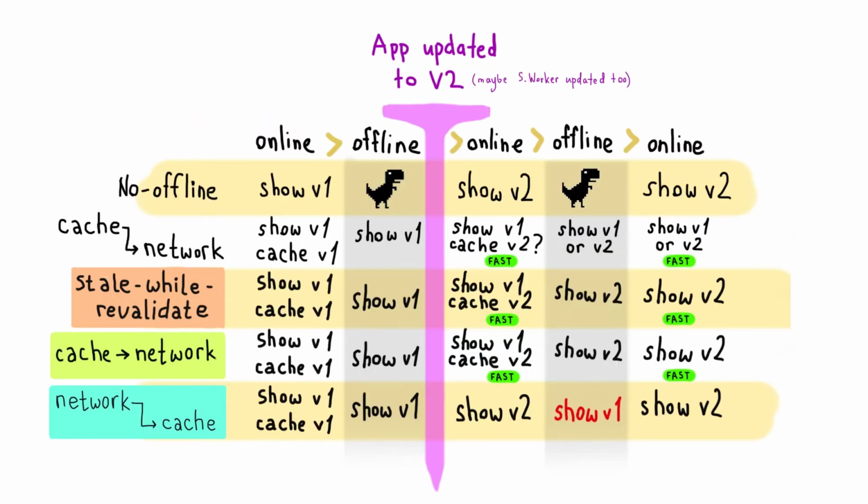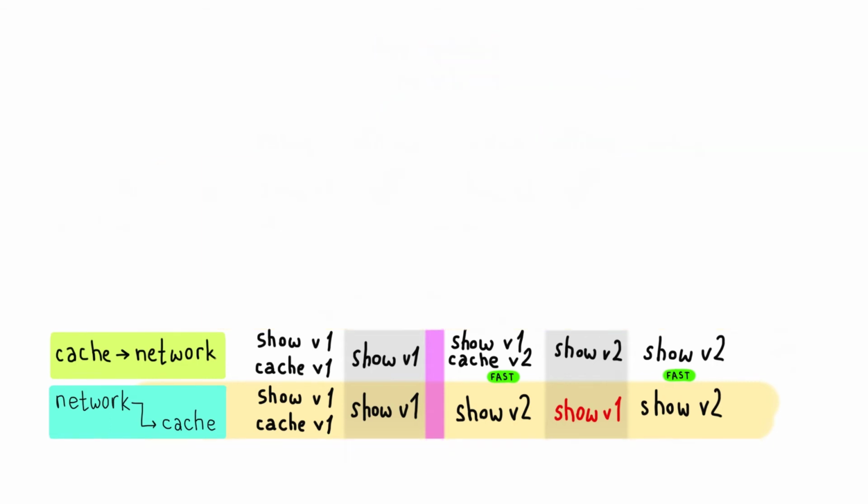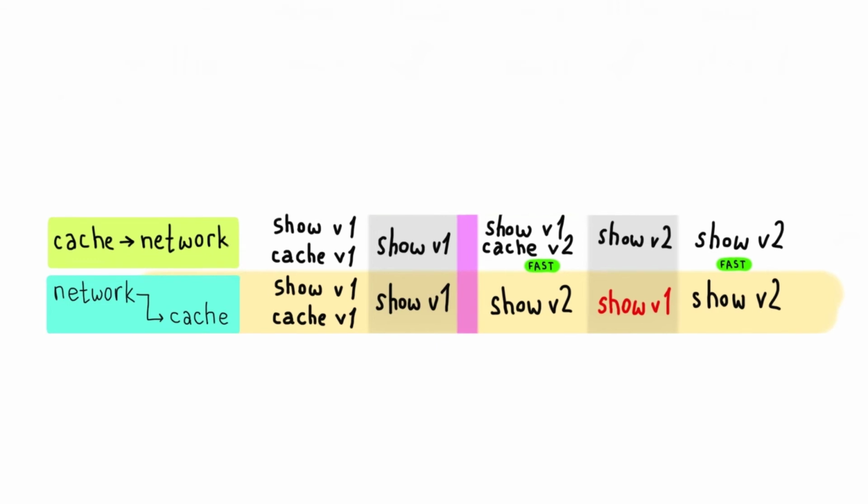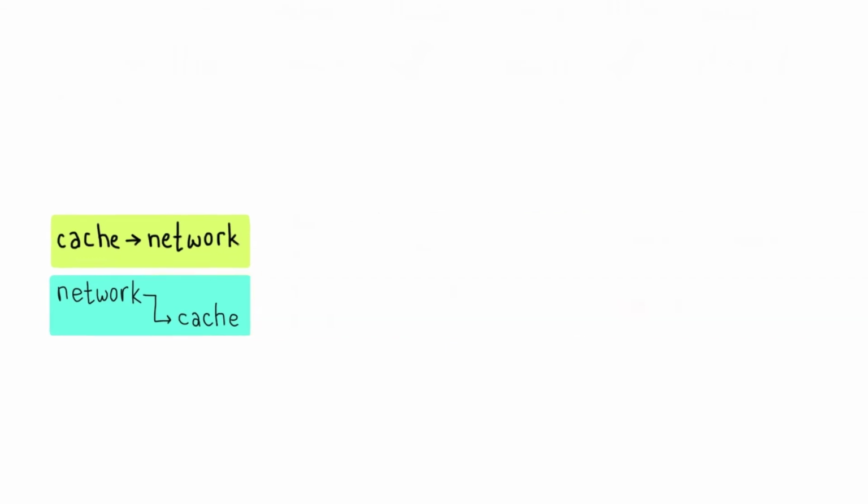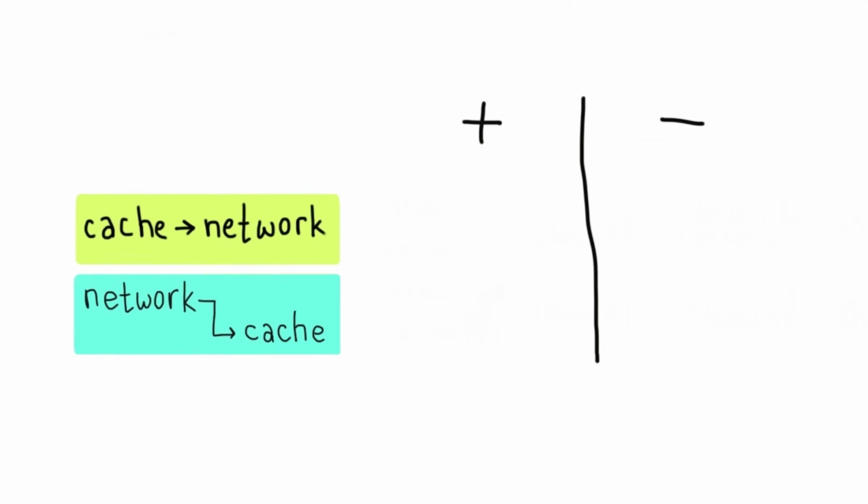So let's decide the winner. What strategy was the best for the application shell? Personally, I like these two. They both provide quick and relatively safe improvements to the user experience. Network falling back to cache is just a very cheap solution for offline support. Cached network is a more sophisticated one.